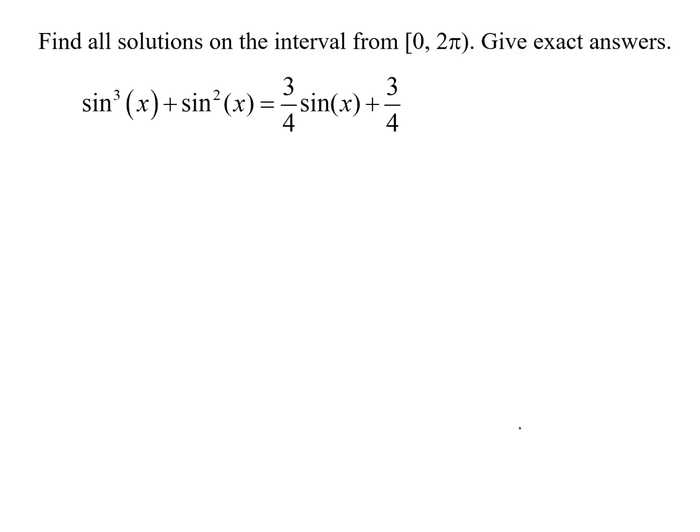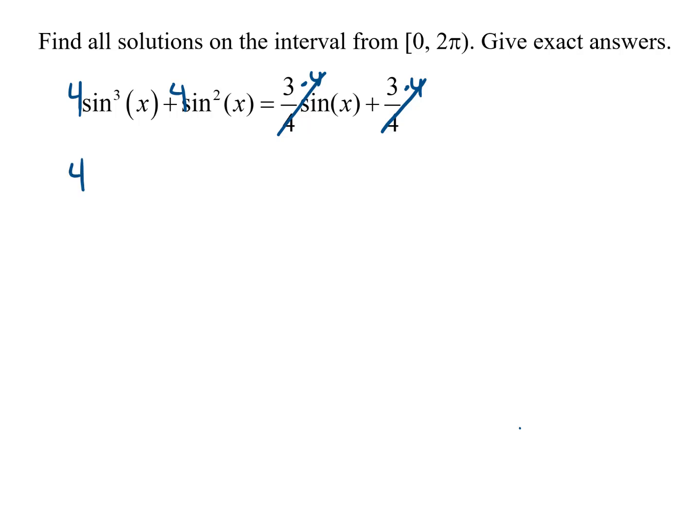So I want to find all the solutions on the interval from 0 to 2 pi of this equation, and I need to give exact answers. It looks like we're all in terms of the sine, the same trig function. I actually don't like the fractions there, so I'm going to multiply everything by 4 so that I can clear the equation of fractions. I have to do it to both sides, but now I don't have fractions to worry about.